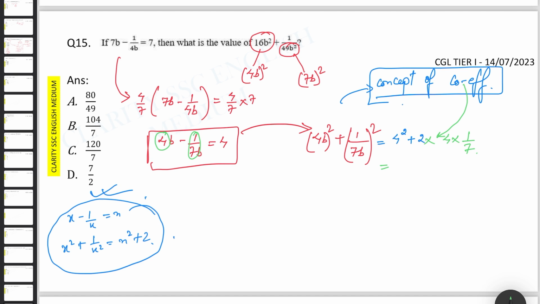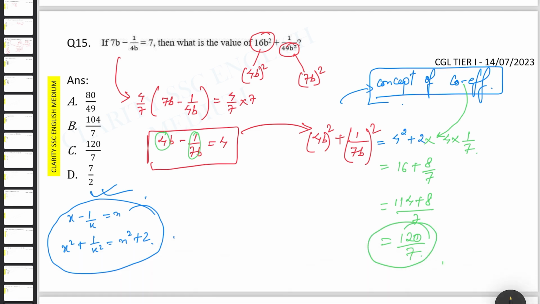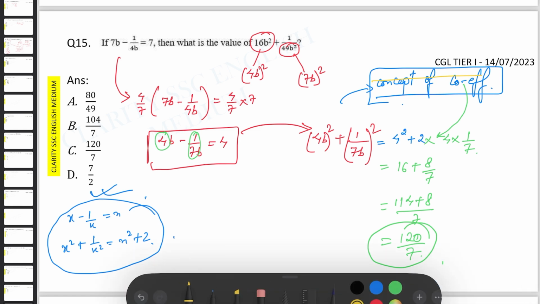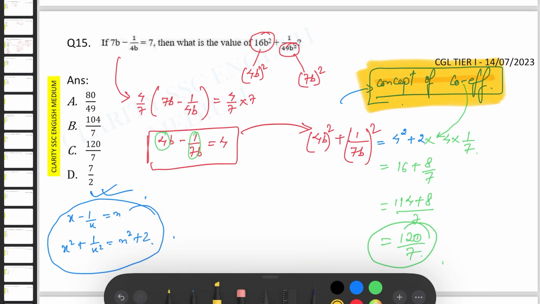So here 4 square is 16 plus 8 by 7, which gives 7 to 1 plus 8 by 7, so 120 by 7 is the correct answer. Here there are two concepts. The concept of coefficient is really important. The concept of coefficient, multiply at 2. This is the only new thing applying here in this question.